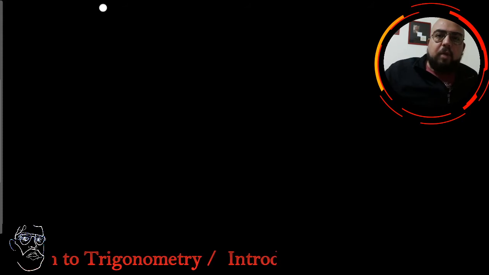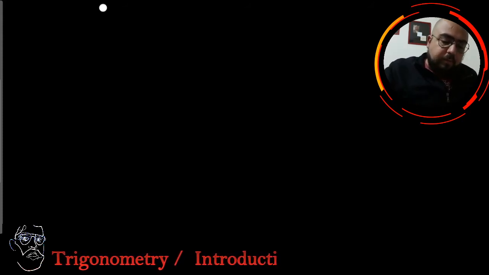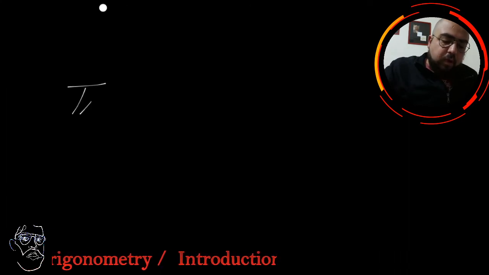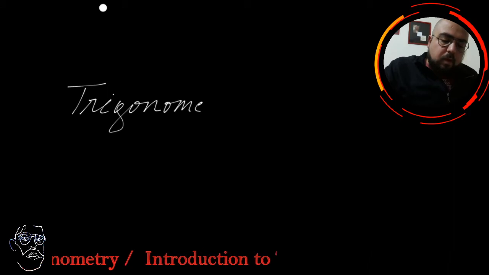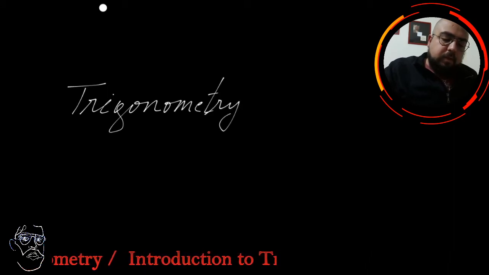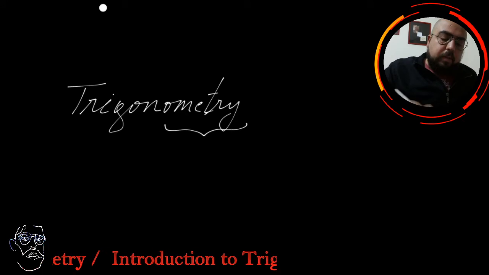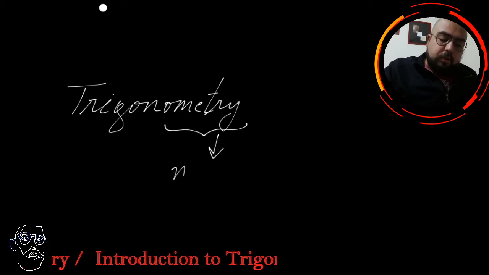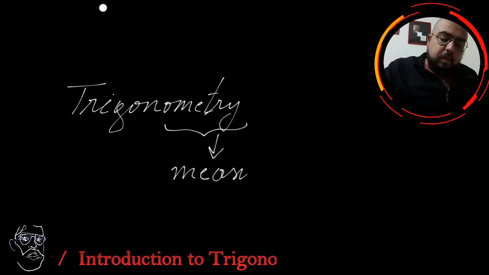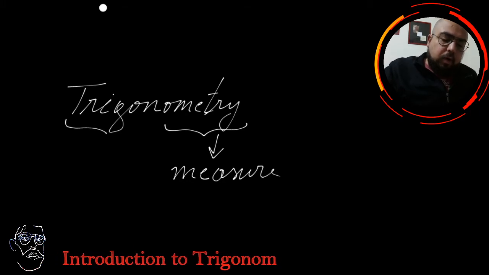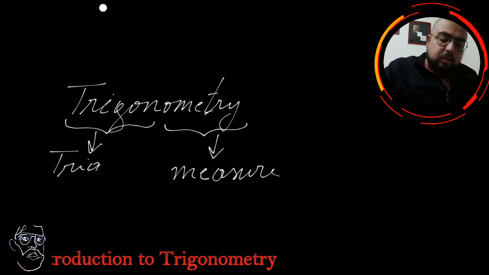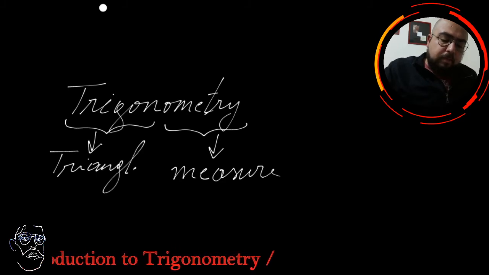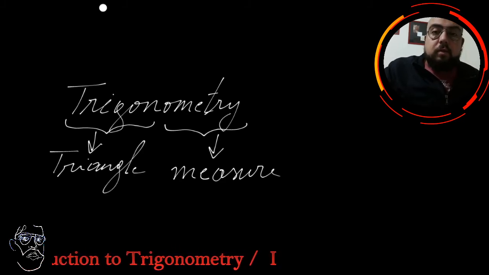Today we're going to talk about trigonometry. It's going to be an introduction to trigonometry. But first let's define the word trigonometry itself. So, metry actually comes from the word that means measurement. So it's a measuring. As for trigon, it means triangle. So it's a certain measurement related to triangles.